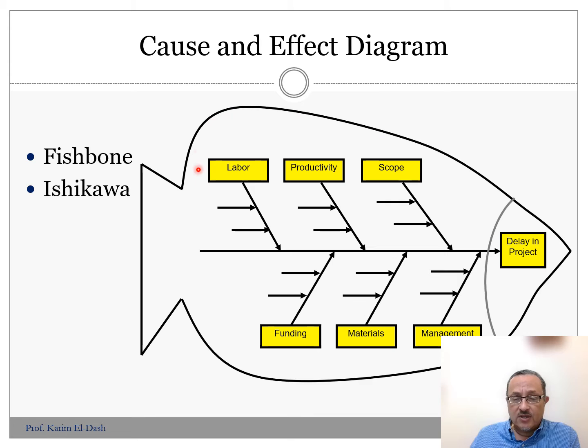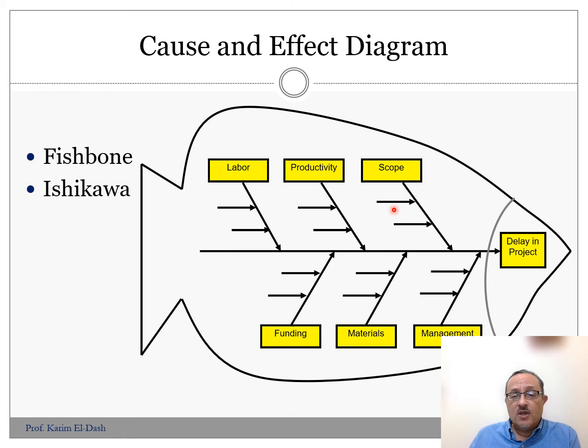And we have some reasons: reasons related to scope, reasons related to productivity, reasons related to labor, reasons related to funds, reasons related to materials, reasons related to management issues, and so on. So by grouping the reasons that have an impact on the delay of the project, or on the duration of the delay, we can find the causes of those reasons.